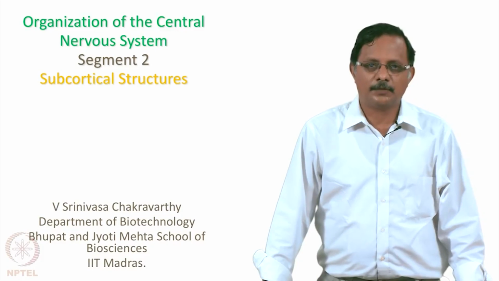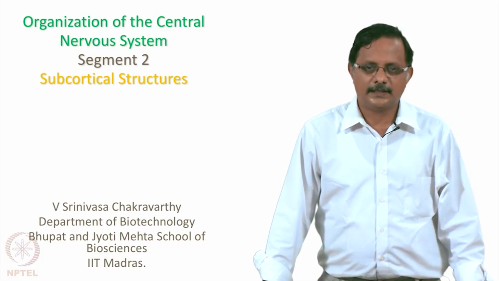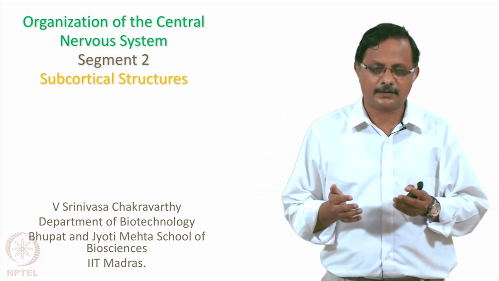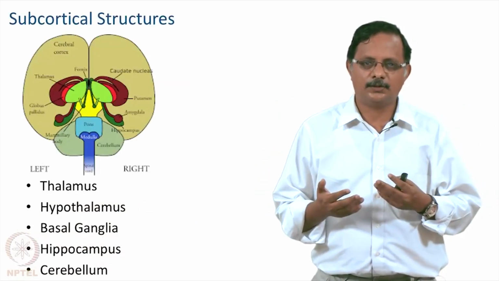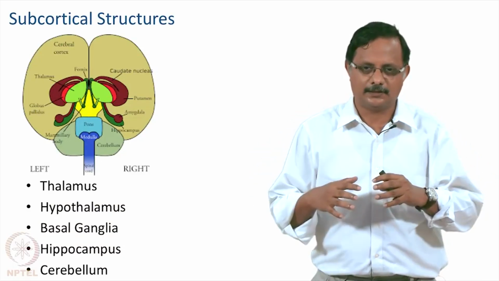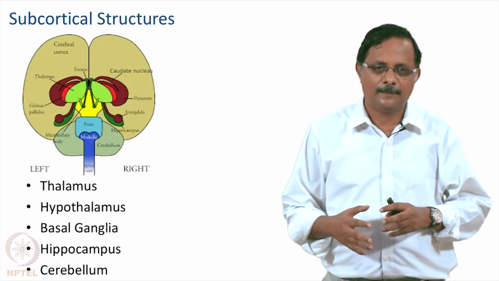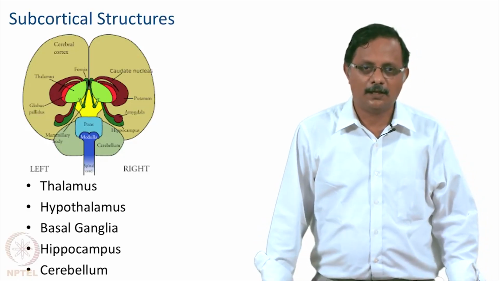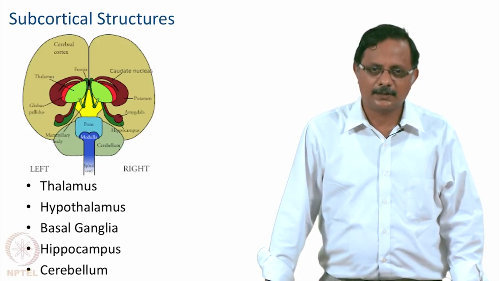So, in this segment we will talk about the subcortical structures. We said last time that the cortex is the sheet of neurons that covers the entire cerebral surface. Subcortical structures are basically those that lie under the cortex, or the subcortex. Some of the main subcortical structures which we will be talking about are the thalamus, hypothalamus, and basal ganglia.